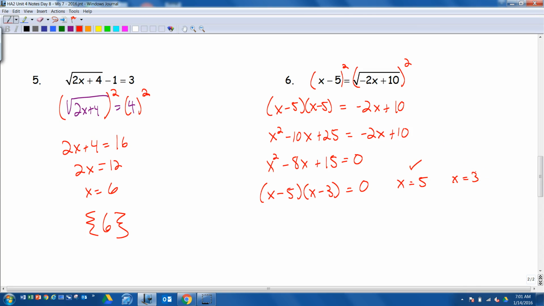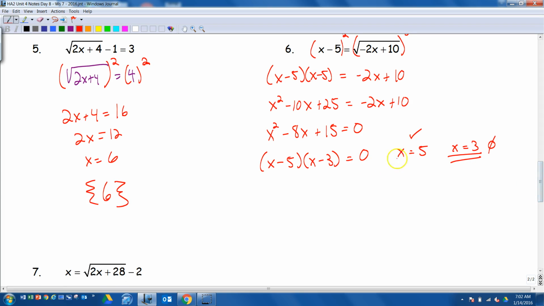Let's look at 3. I put a 3 in on this side. I get negative 6 plus 10, which is positive 4. The square root of positive 4 is 2. If I put a 3 on this side, notice what happens. I have 3 minus 5. 3 minus 5 is negative 2. So negative 2 does not equal 2. So this is actually an extraneous solution that was created because we squared both sides. So I'm going to say that one's a no.